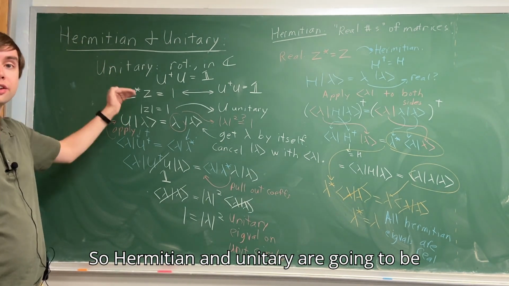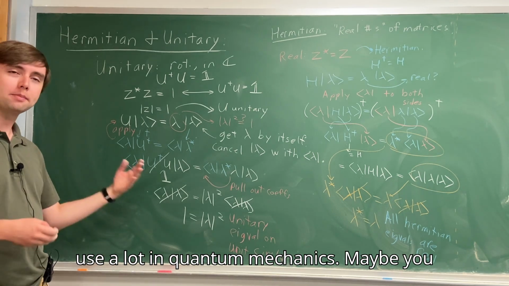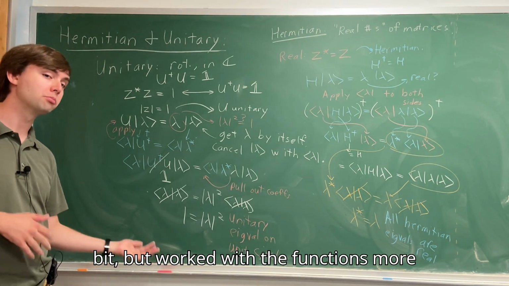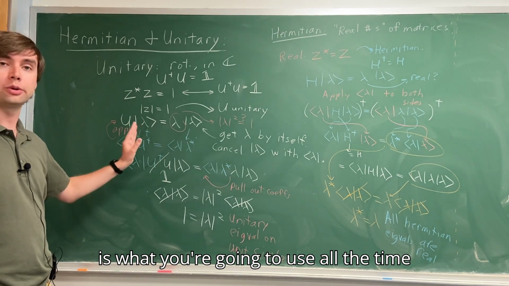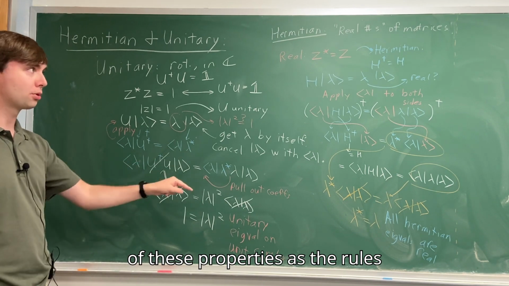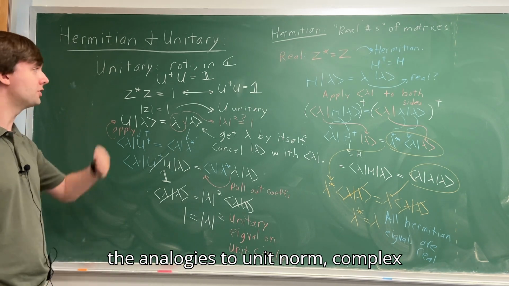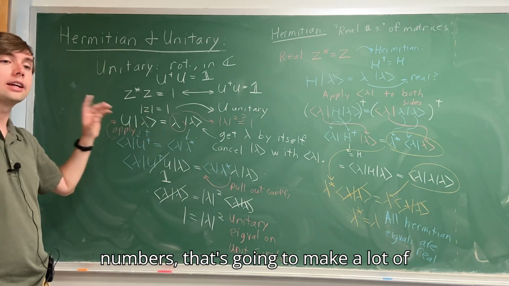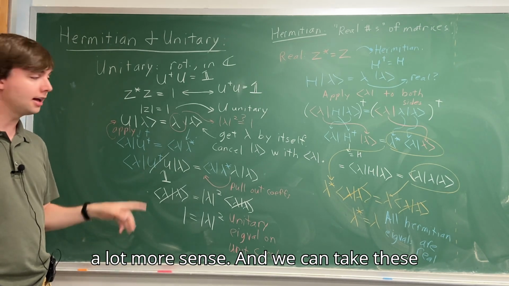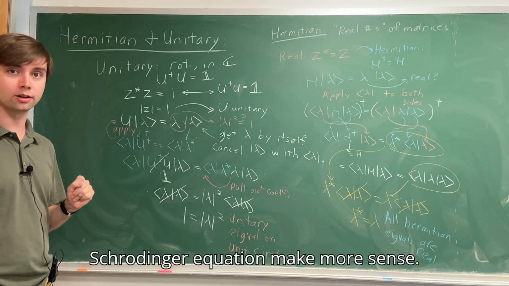So Hermitian and unitary are going to be important properties that you're going to use a lot in quantum mechanics. Maybe you already saw them in undergrad quantum mechanics. Maybe you saw them a little bit, but worked with the functions more than you worked with the matrices. This is what you're going to use all the time in grad quantum. And if you can think of these properties as the rules about the analogies to real numbers and the analogies to unit norm complex numbers, that's going to make a lot of your operations in quantum mechanics make a lot more sense. And we can take these connections a few steps farther into something that's going to make the Schrodinger equation make more sense.